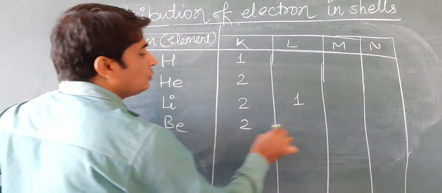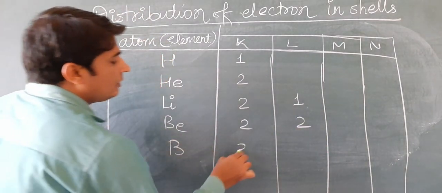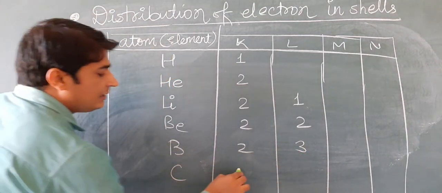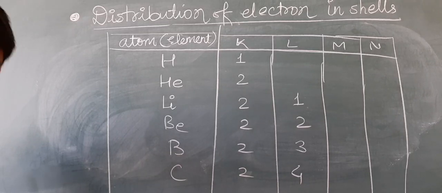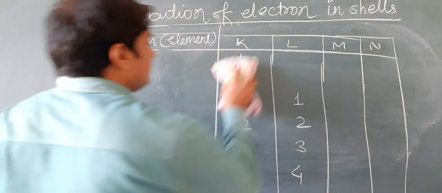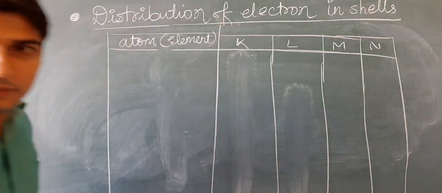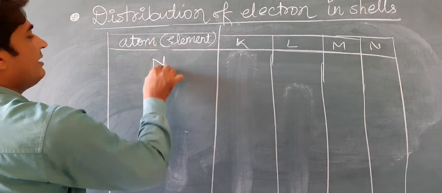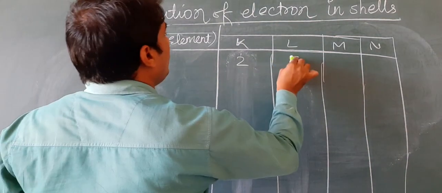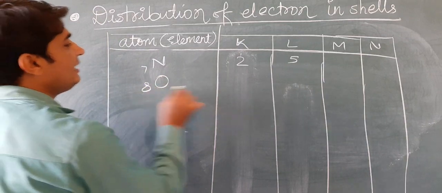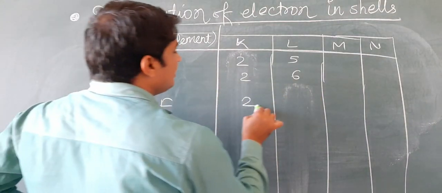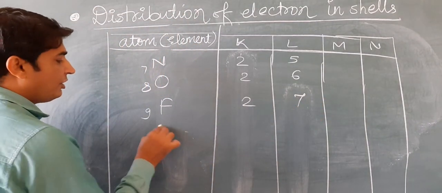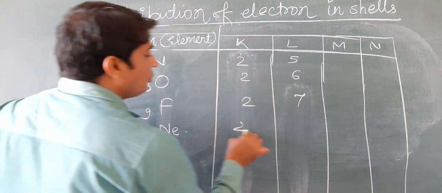Beryllium, 2, 2. Boron, 2, 3. Carbon, 2, 4. Like this. Okay, so after carbon we can write down nitrogen, 7 atomic number, 2, 5. Oxygen, 8 atomic number, 2, 6. Fluorine, 9 atomic number, 2, 7. Neon, 10 atomic number, 2, 8.